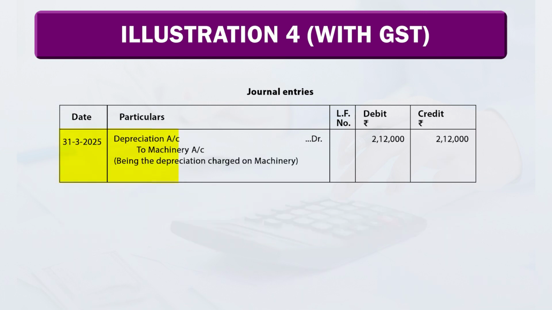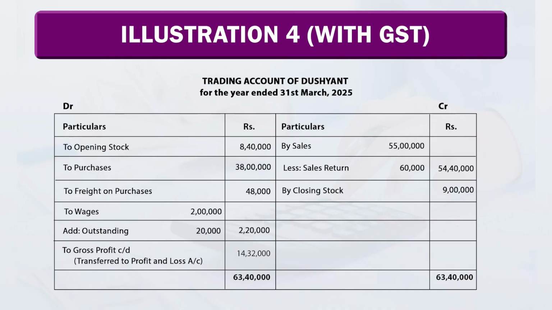Then friends, about machinery depreciation. Depreciation of machinery is of rupees 2,12,000. That is why depreciation account will be debited and machinery account is credited by 2,12,000 rupees. Now friends, we will see our trading account. We had enough discussion on trial balance. We have already discussed the effect of adjustment. Now let us have a look on our trading account.